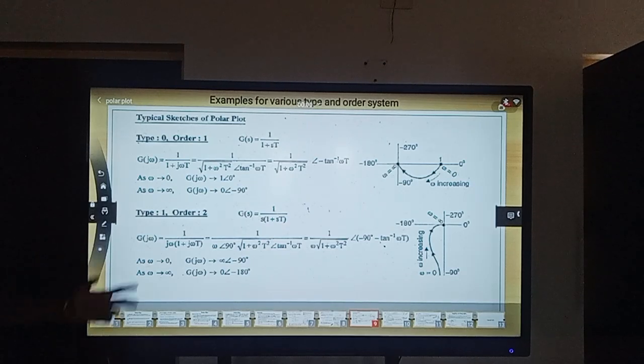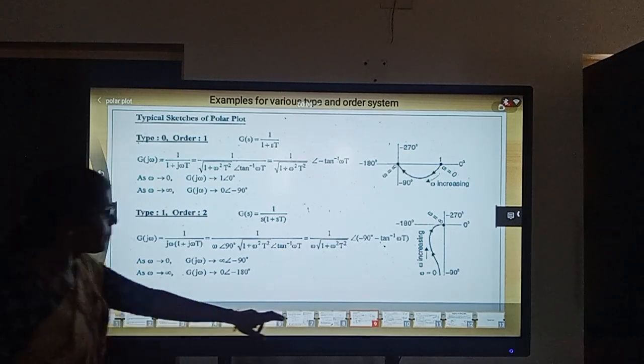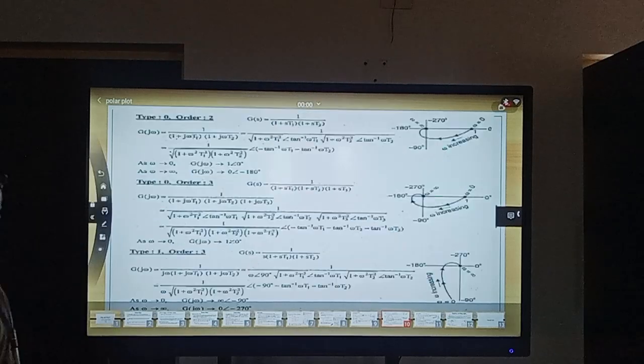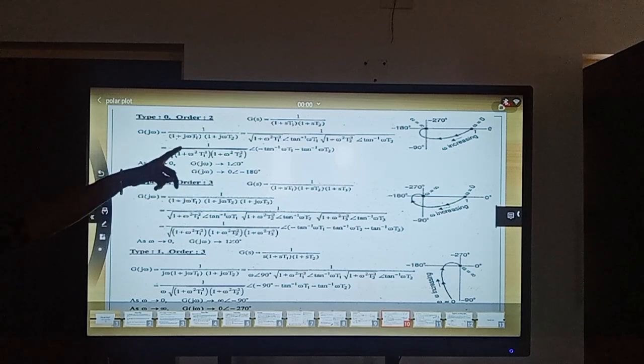Type 1, order 2: how will the polar plot be? You have to write this equation and determine the angles. The next is type 0 and order 2. The polar plot comes from 0 to minus 180. We have seen a problem on this in the example.